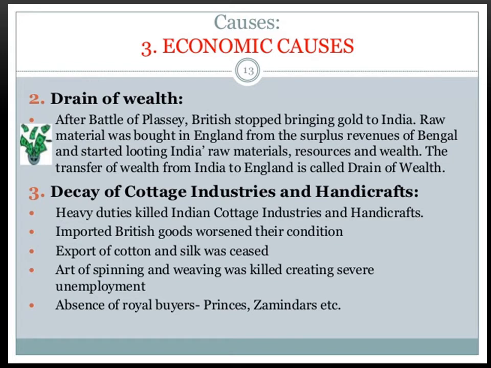After the Battle of Plassey, the British stopped bringing gold to India. Raw material was bought in England from the surplus revenues of Bengal, and they started looting India's raw materials, resources, and wealth. That was the drain of wealth, the transfer of wealth from India to England.